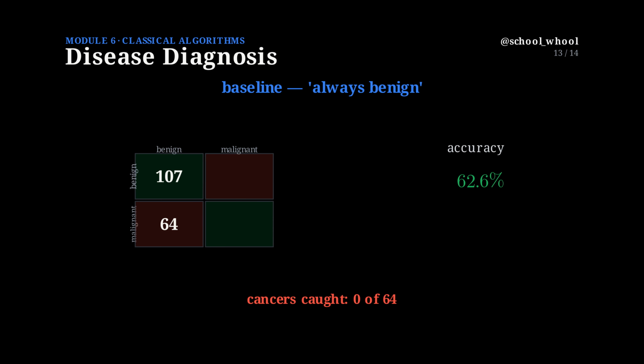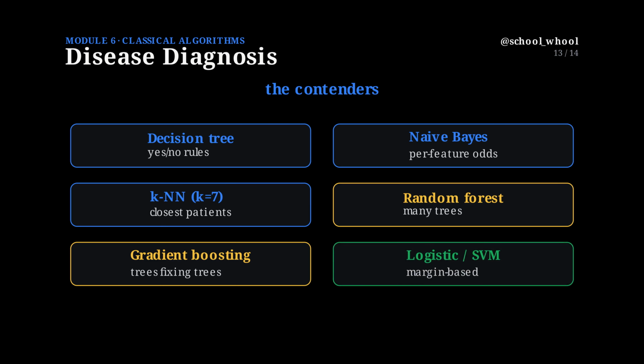Our contenders are the classical models you now know. A decision tree, naive Bayes, k-nearest neighbors, a random forest, gradient boosting, logistic regression, and a support vector machine. On tabular loan data, the tree ensembles won. On text, the specialists won. On this small, continuous, high-dimensional data, who wins here? But first, a crucial pre-processing step.